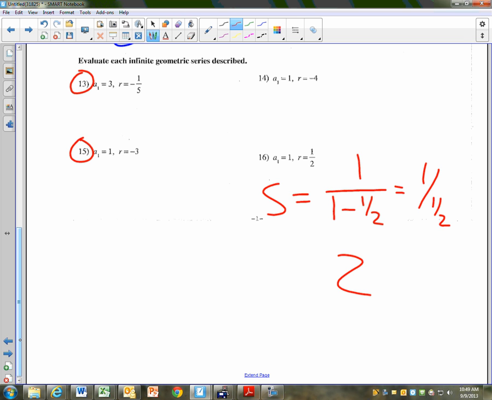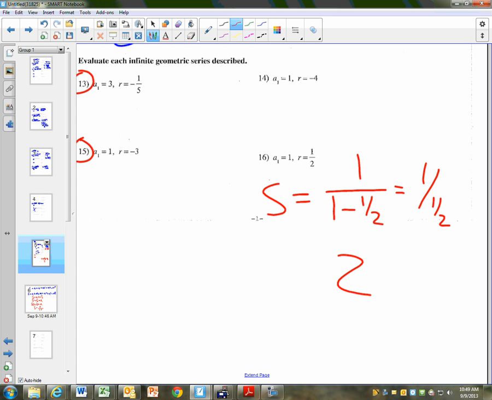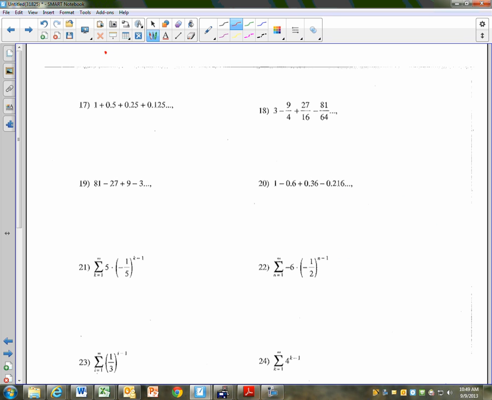Do 13 and 15. 13 and 15. You have your homework. Work on it. Be ready to go tomorrow. We'll go over the answers. Back part, don't worry about it.